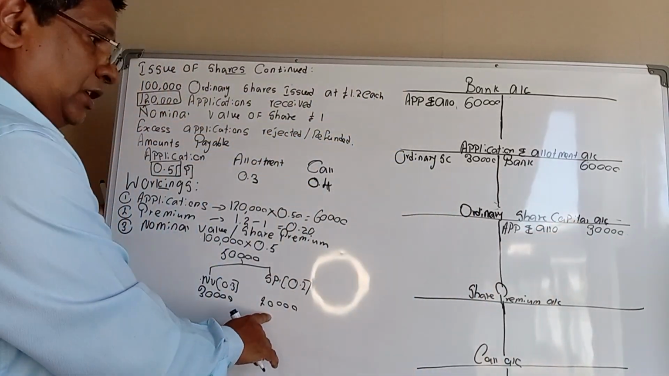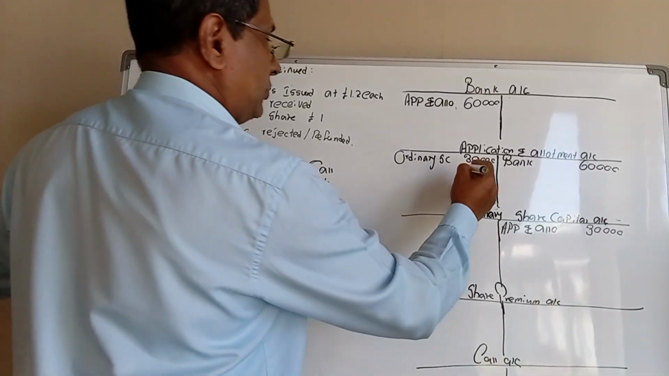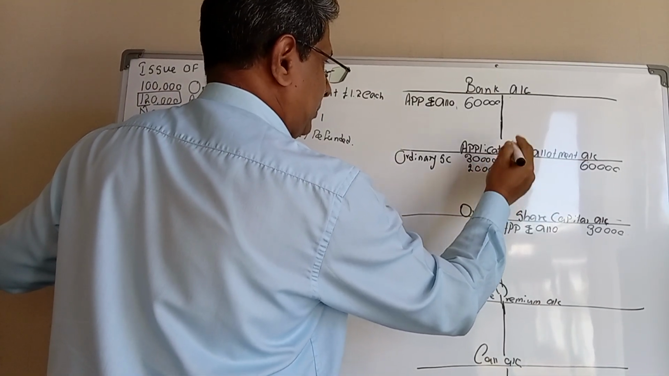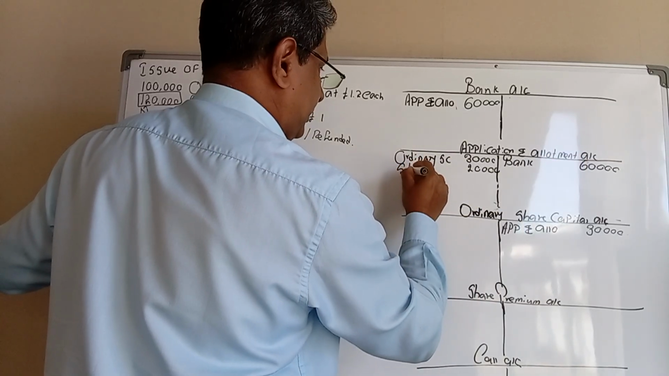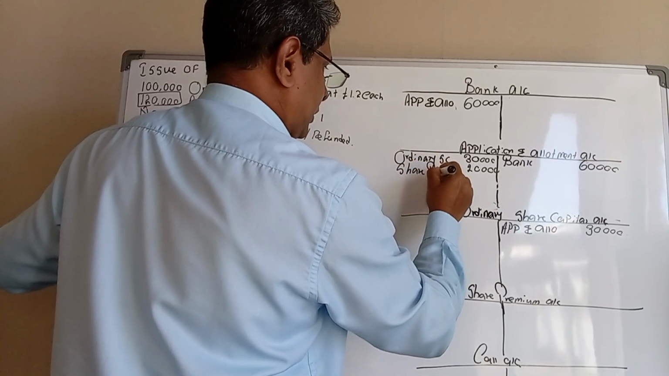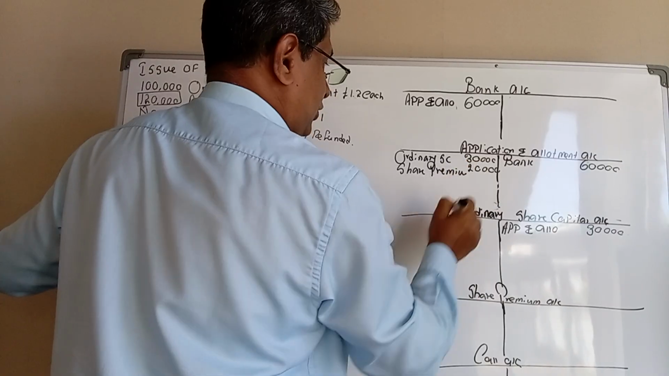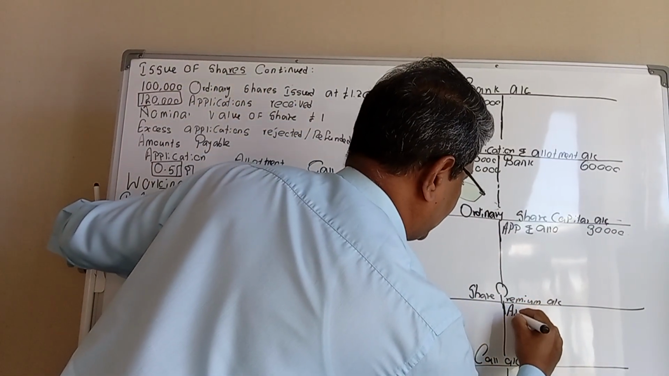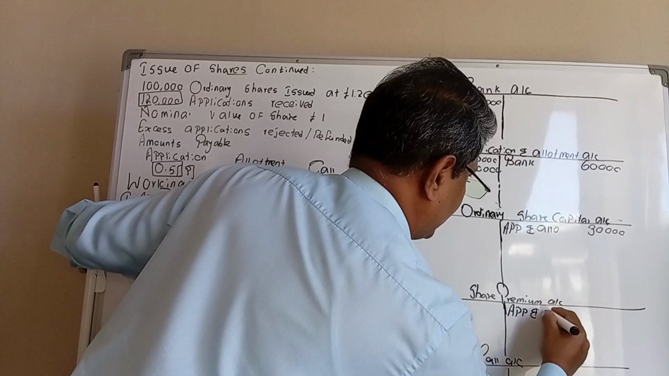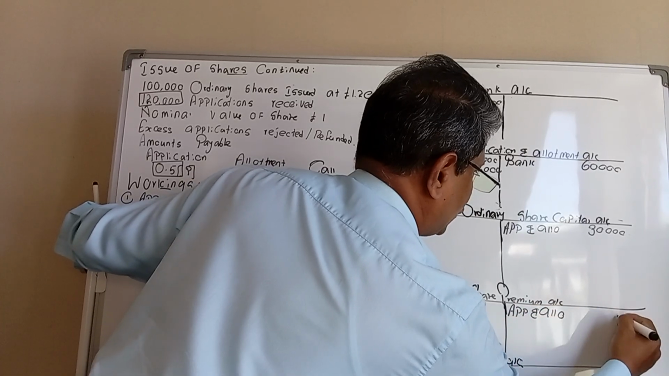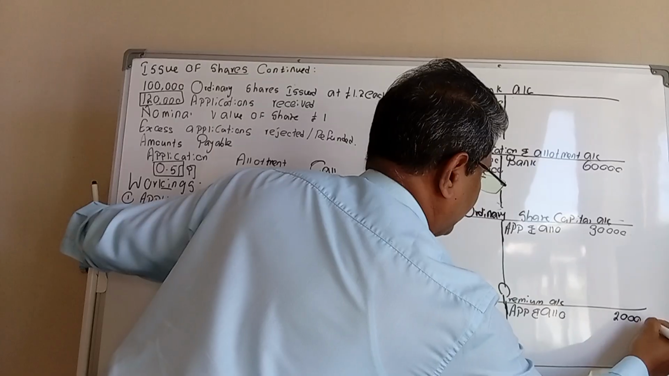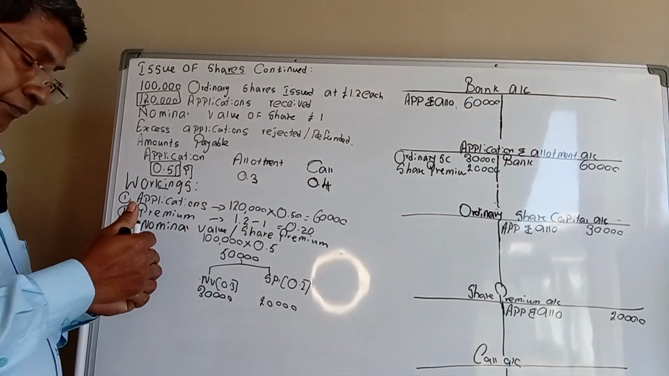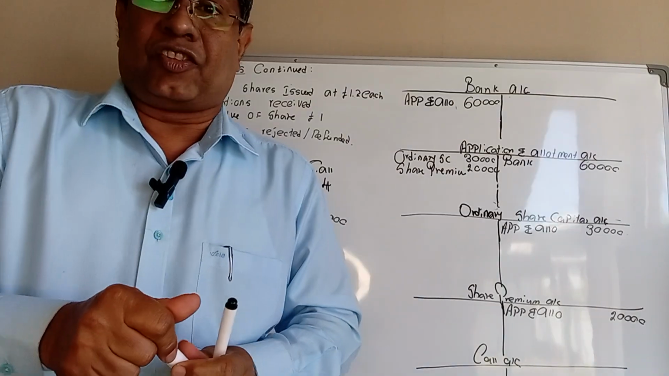What about this 20,000? This has to be also removed. Debit the application allotment as share premium and credit the share premium as application and allotment 20,000. Is it clear? We have transferred the nominal value and the share premium we collected from the application amount. Is it clear?